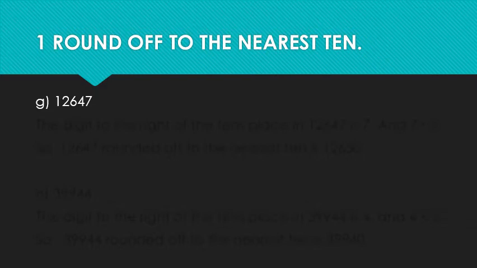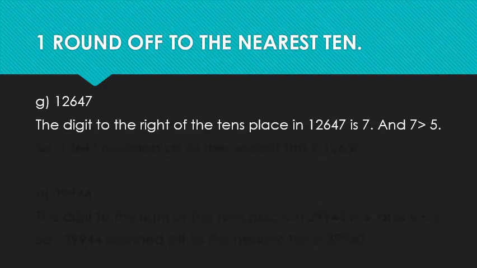First of all, we will see the digit at the 10 place. The digit at the 10 place is 4, and the digit to the right of the 10 place in the number 12,647 is 7. Now we will check whether 7 is equal to 5 or more than 5. We find that 7 is more than 5.